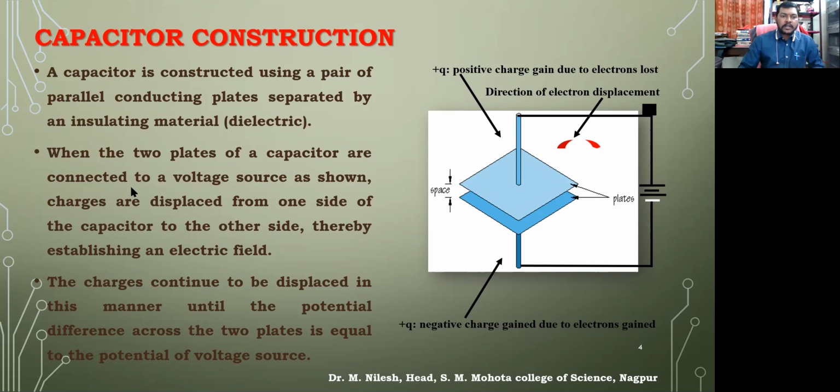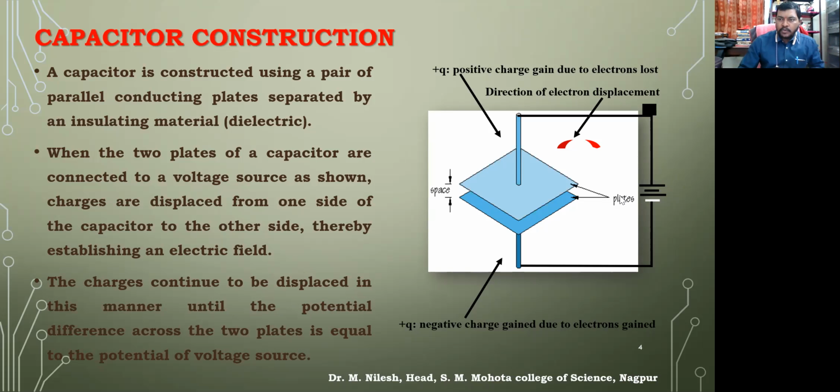When the two plates of a capacitor are connected to a voltage source, as shown in this diagram, charges are displaced from one side of the capacitor to the other side, thereby establishing an electric field. Since it is connected to the positive terminal, the upper plate is going to be deposited with positive charges, and vice versa, the lower plate is going to be charged with negative charges. The charges continue to displace in this manner until the potential difference across the plates is equal to the potential of the voltage source.